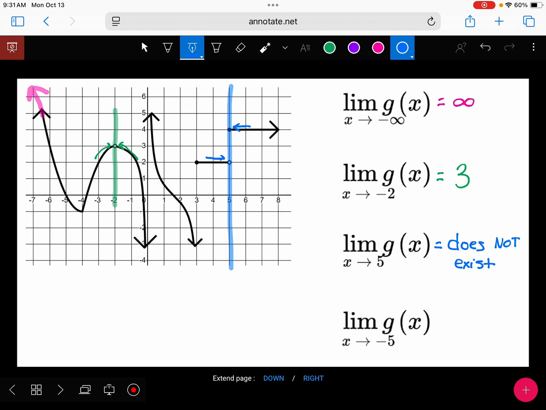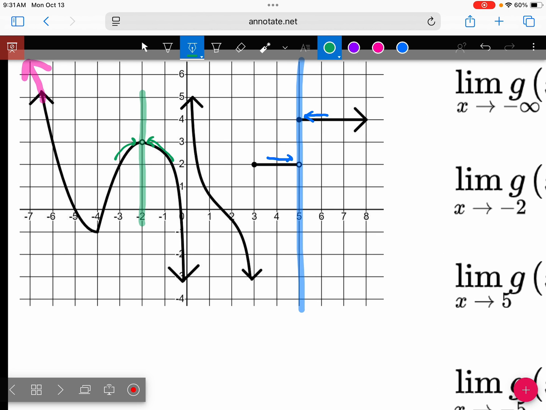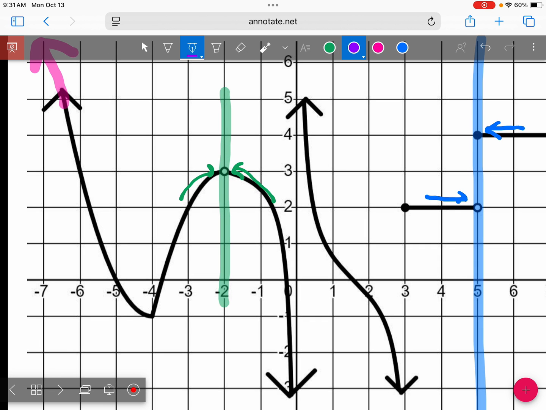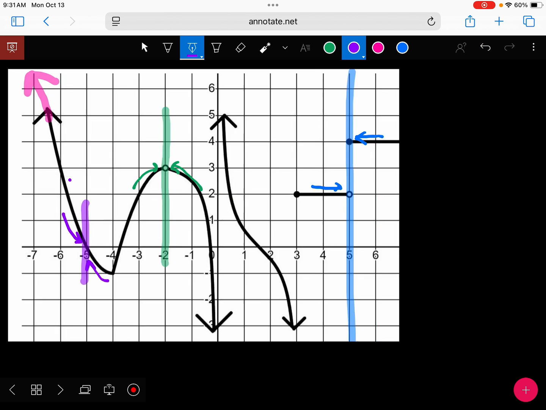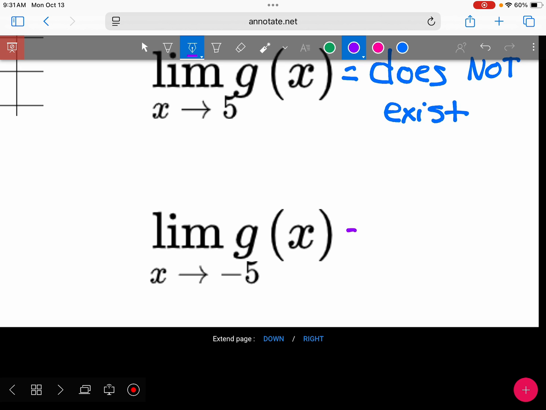What about our limit as x approaches negative 5? If I approach from the left, we get 0. If we approach from the right, we get 0. So our limit is 0. 0 is different than not existing. 0 is a number. So do not think we can put down 0, meaning there is no limit. It's not the same thing. 0 is a limit. It exists. I can point to 0. It's right there.